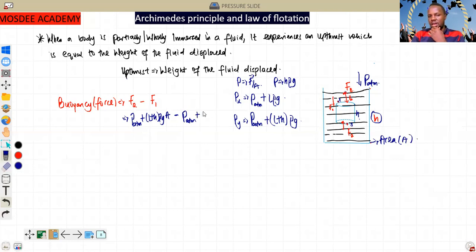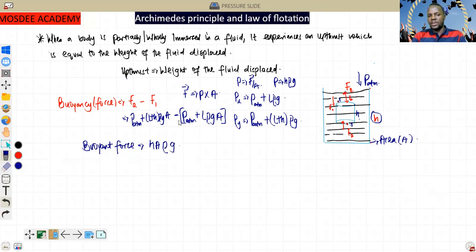Then plus L rho G multiplied by A, as force is equal to pressure times area. This is what I have done here. Now to get our answer, when we subtract, we get the buoyant force, which is the most important thing. After subtracting this parameter from the other one, what I have here is H, A, rho, G.